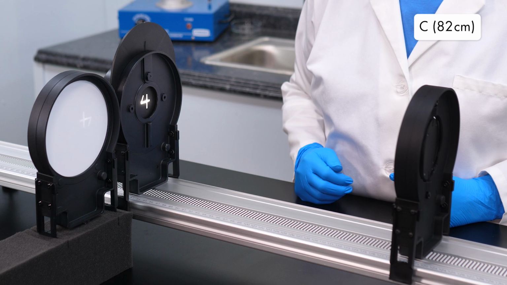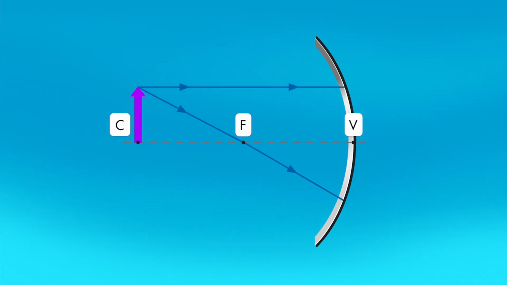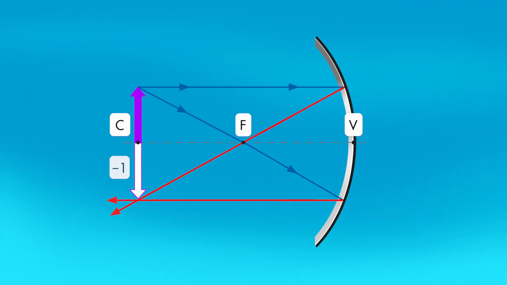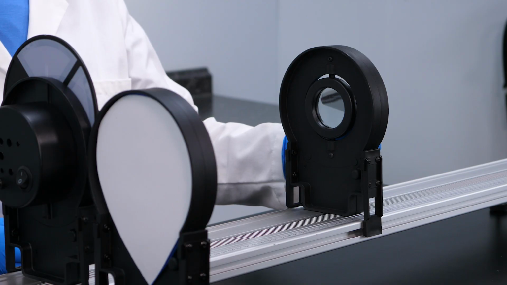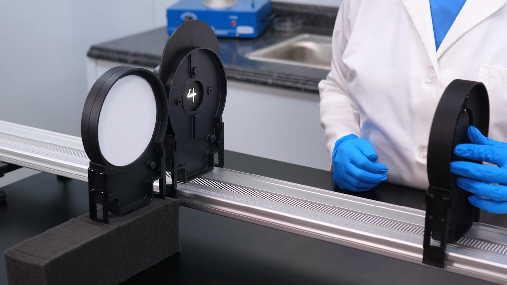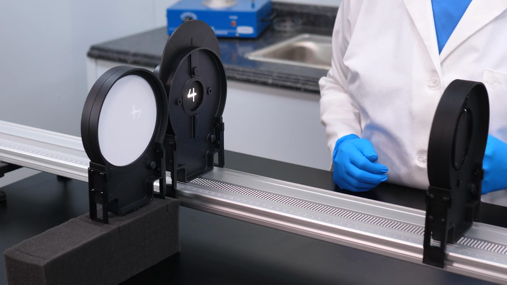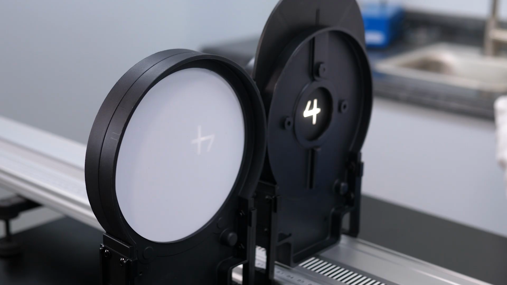We have placed the reflective screen next to the object. An object placed at the center of curvature should produce an image that is real, inverted, and the same size as the object. The image should have a magnification of -1. Now we will adjust the mirror so the image reflects onto the reflective screen. As we can see, the image is inverted and the same size as the object.